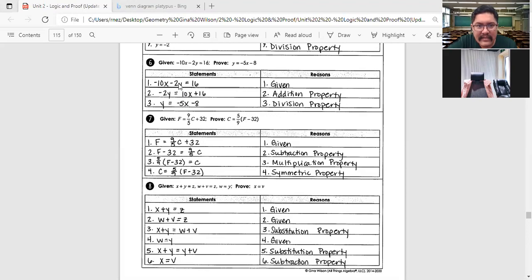Addition property, so something was added here. So it looks like they added 10x to both sides. And it looks like they're trying to, again, make it into slope-intercept form, y equals mx plus b. Actually, in this case, no, it would be close to standard form. Standard form is ax plus by equals c, if you remember your Algebra 1 stuff, although that's not technically fully in standard form. Anyway, add 10 to both sides, and then we have to divide -2 into everything. Everything gets divided by -2, so that's division property.